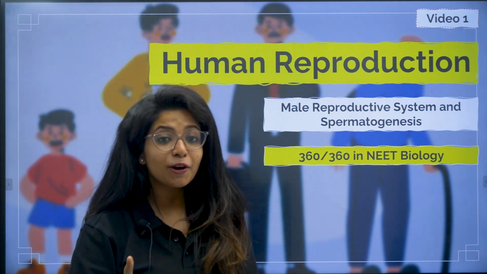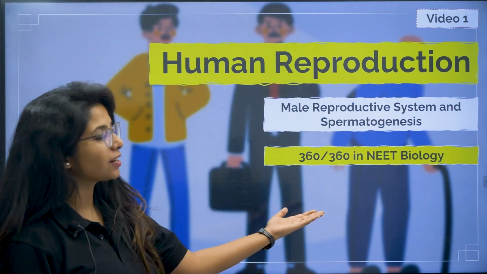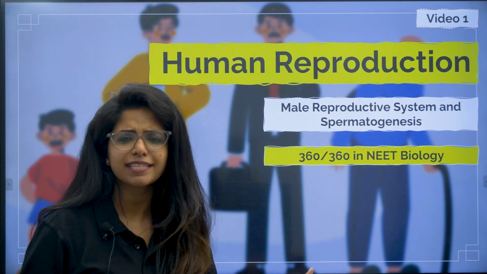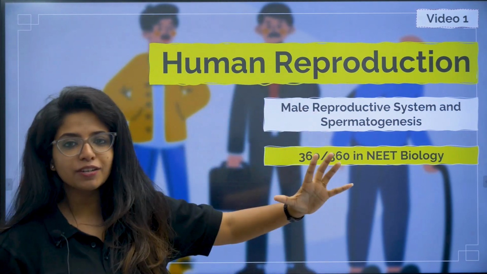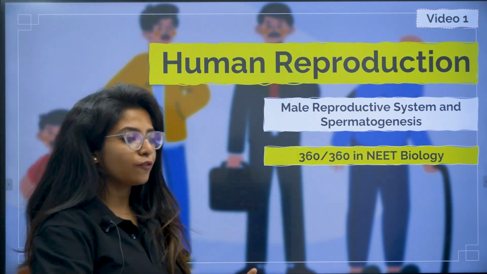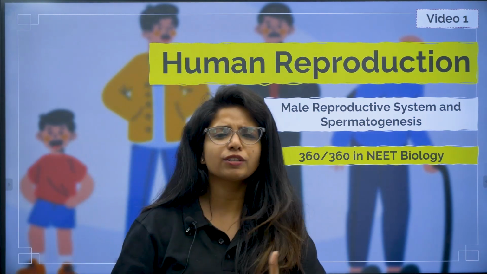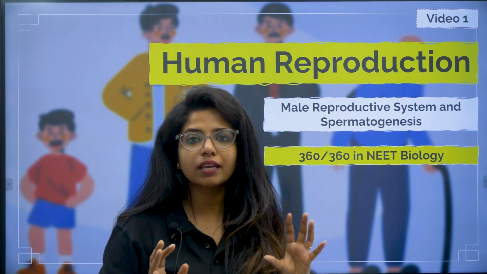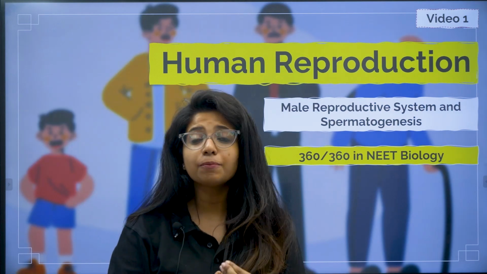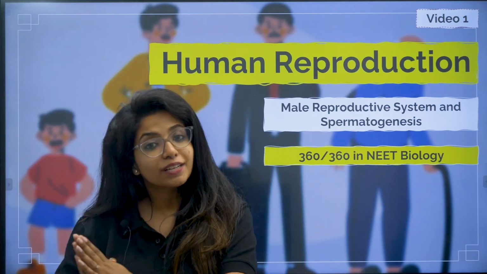And today, as I promised, I am going to talk about the male reproductive system and spermatogenesis, which comes under human reproduction. Now, at this point of time, if you did not understand the concept, or if you were not able to do one or two questions or the 5 questions that I gave you, it's totally fine. I appreciate your efforts. We shall continue doing this.